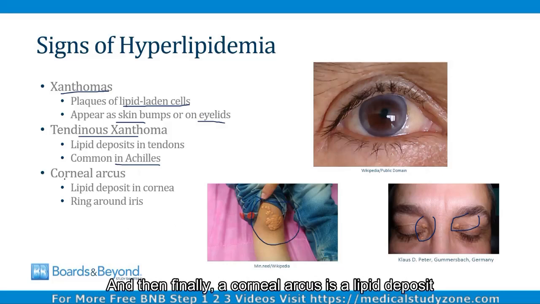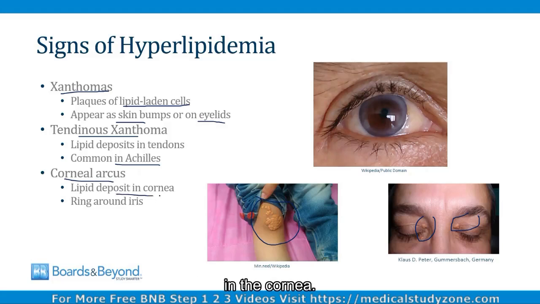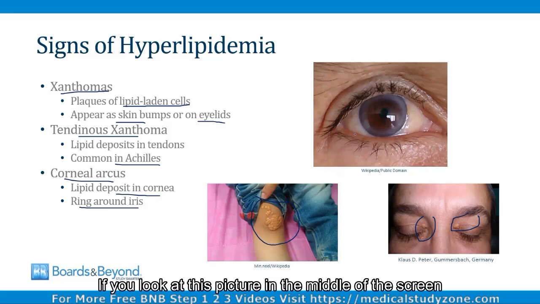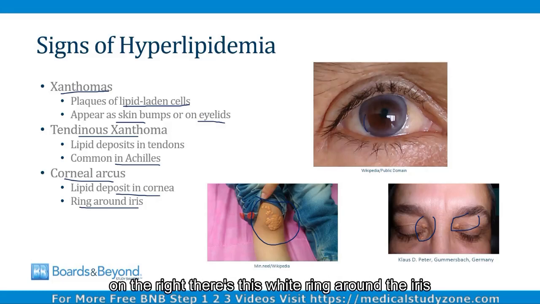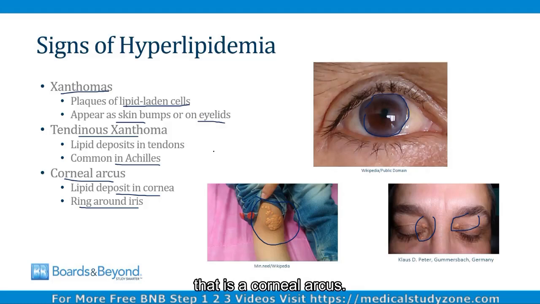And then finally, a corneal arcus is a lipid deposit in the cornea. It looks like a ring around the iris. If you look at this picture in the middle of the screen on the right, there's this white ring around the iris. That is a corneal arcus.